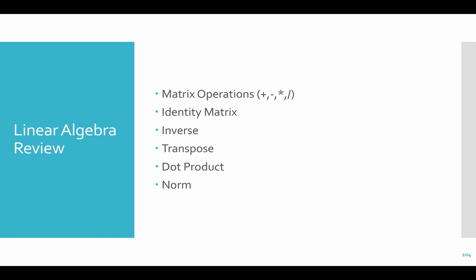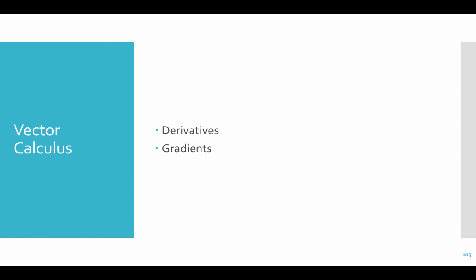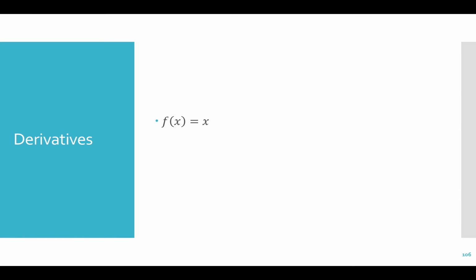That's it for the linear algebra portion of this video. We covered matrix operations, the identity matrix, the inverse, transpose, dot product, and the norm. Now we're going to move on to vector calculus. The 2 most important things that you need to know are derivatives and gradients.